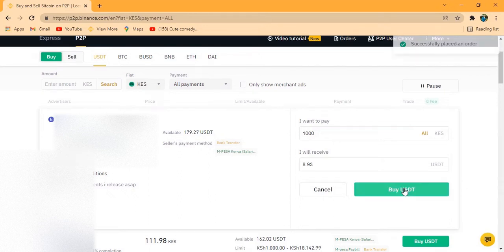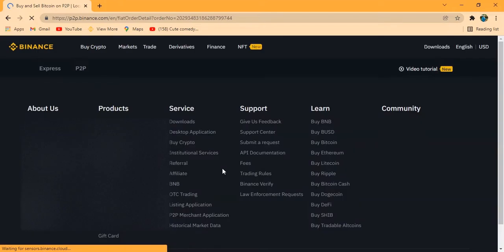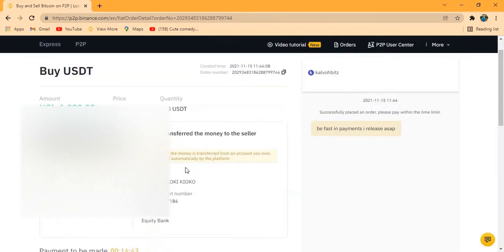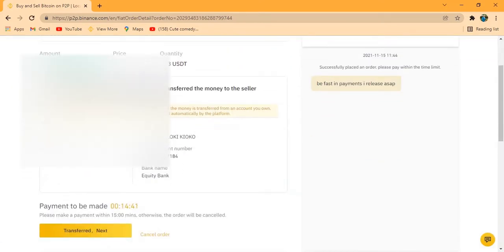So this is the process of depositing crypto to your account. This is the process of buying USDT to your account, and you can even buy Bitcoin to your account using the same process. You can see 1,000 Kenya shillings, I have to send now to this person.